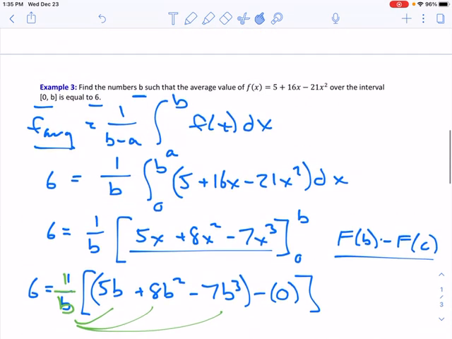Let's go back up to the directions. The values of b such that this is equal to 6.